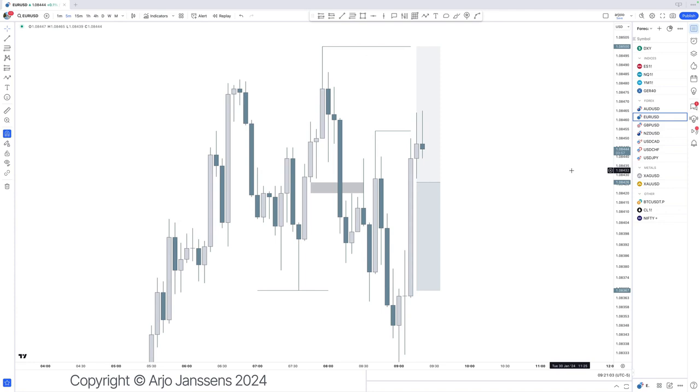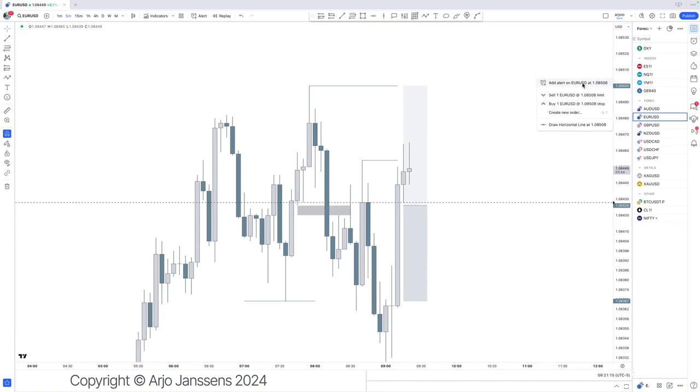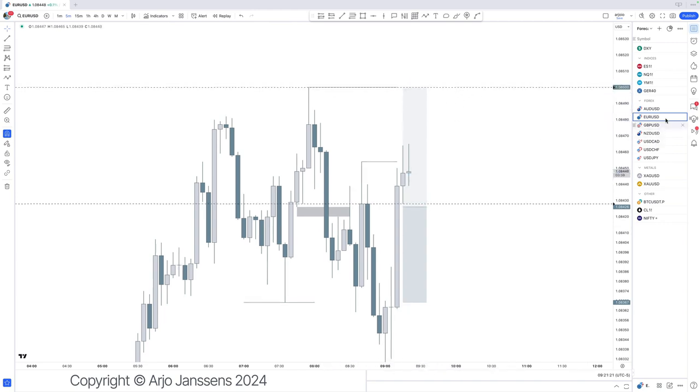Let's see. Let's put an alert, and in the meantime, we'll go look at something else again. All right. Let's put an alert at both sides. Or if it does already want to continue higher as well, then we can take a look at it.